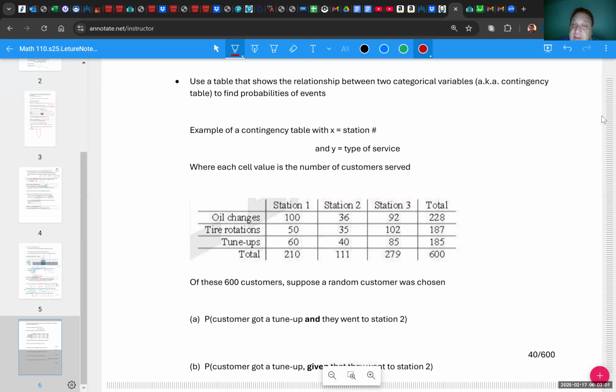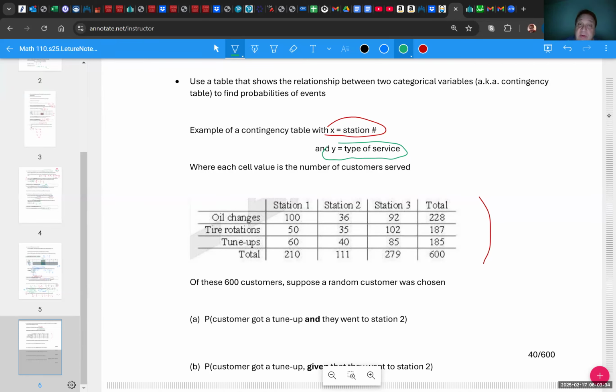So I have here a table I stole off the internet, where one variable is the station number. So we have station 1, station 2, station 3. That's our X variable. X is the station number. And the other variable, I'll just call Y because I'm a boring math person, is the type of service performed at the station. So oil change, tire rotation, or a tune-up, right? So there are different station numbers, and there are different types of service that can be performed at each of those stations.